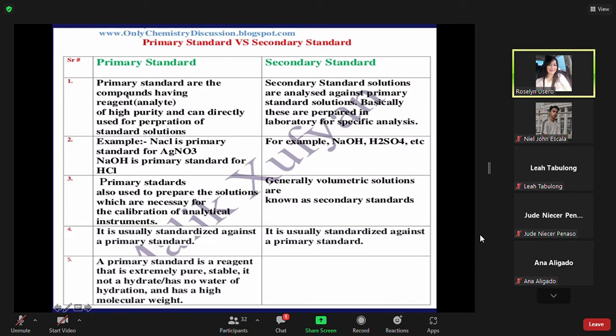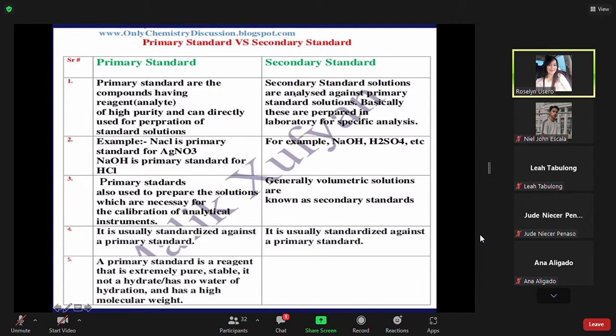Primary standards are compounds having the reagent analyte, of high purity. So your analyte is phosphate, so if you want to determine it in water, then you will use a primary standard which also contains phosphate, and that is potassium dihydrogen phosphate. Okay, so this can directly be used for preparation of standard solutions.